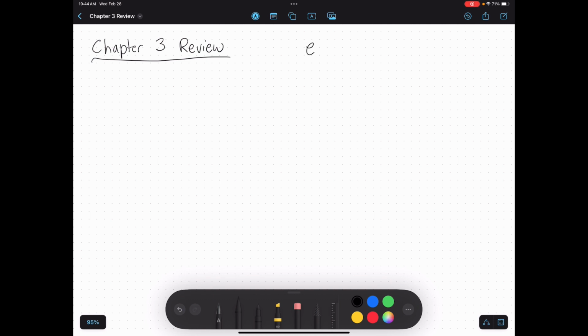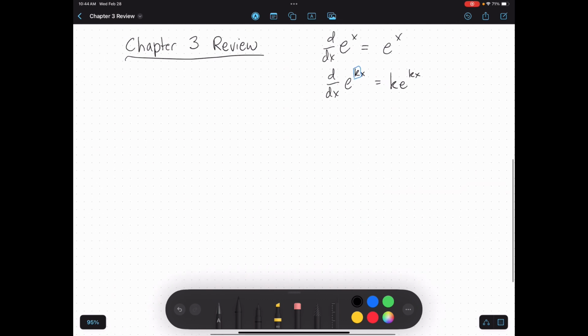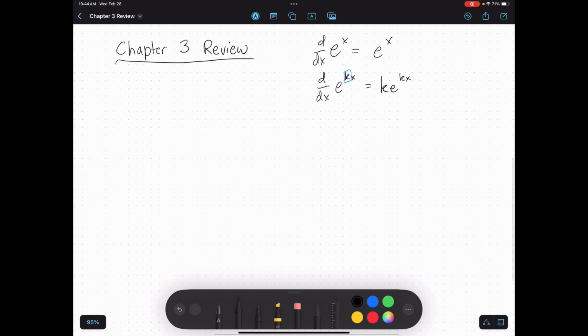If you take the derivative of e to the x, what do I get? I just get e to the x. But what if I take the derivative of e to the kx, right? What if you have a constant up there with your x? You just get k e to the kx. So review those derivative rules so that you're good to go when you actually take the exam.